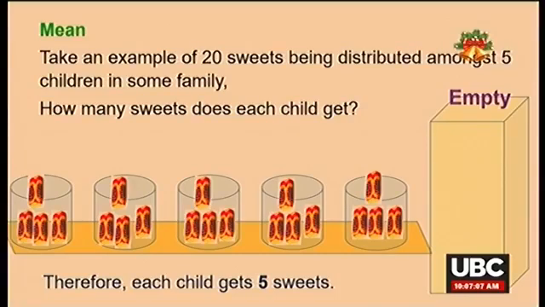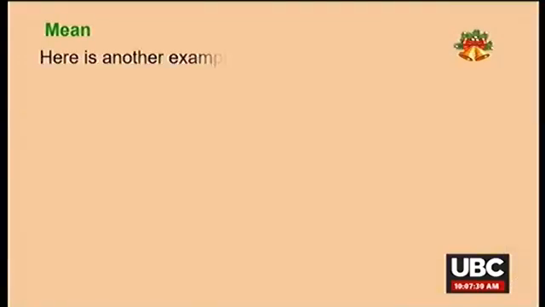What does this indicate? It indicates that 5 sweets have been taken by each child. They have shared equally. So the average number of sweets, which we call mean, is 5 sweets. So mean is the same as average, and the average number of sweets is 5. Let's take another example.